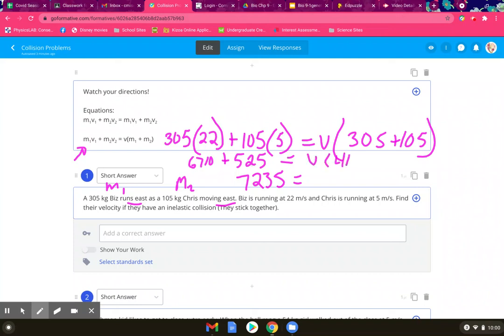And then my 305 plus my 105 is 410. So V times 410 equals 7,235. 7,235 divided by 410 gives me a velocity of both of them tangled together of 17.6 meters per second. And that would be my answer.